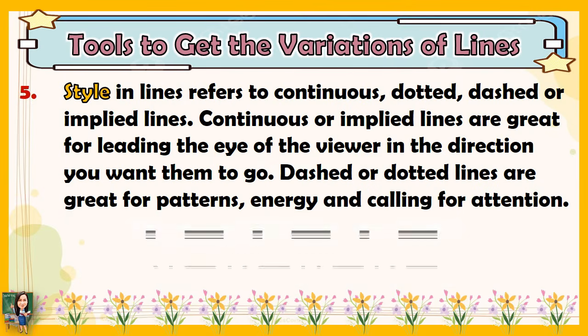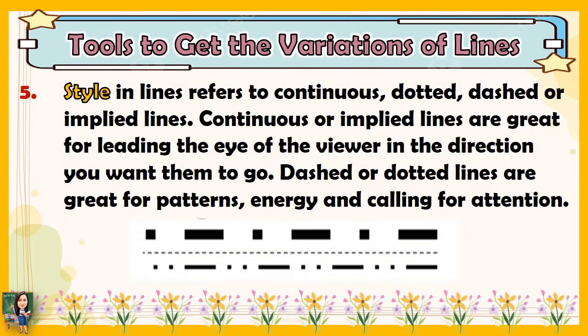Number 5, style in lines refers to continuous, dotted, dash, or implied lines. Continuous or implied lines are great for leading the eye of the viewer in the direction you want them to go. Dash or dotted lines are great for patterns, energy, and calling for attention.